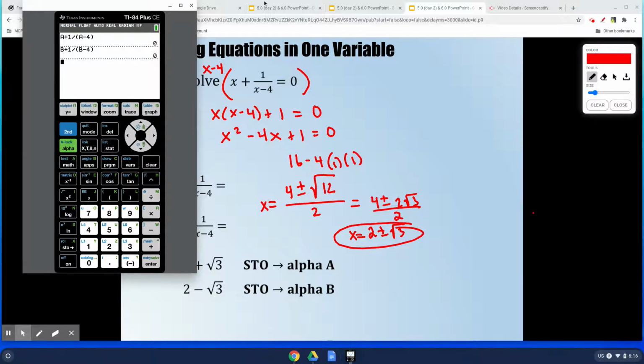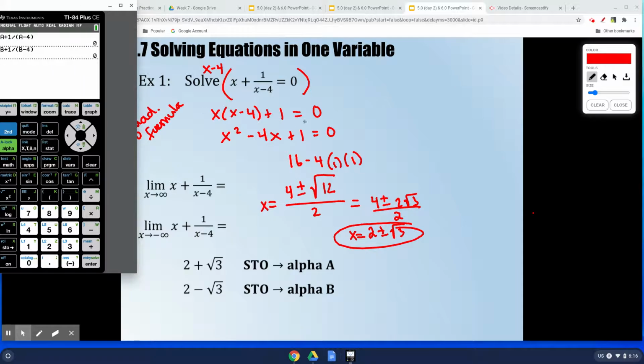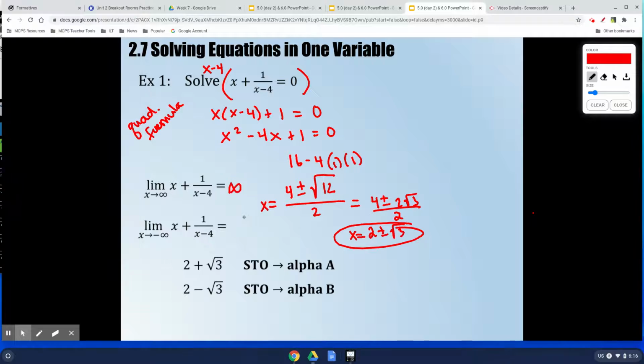So the limit of x plus 1 over x minus 4 as x goes to infinity. So as x gets bigger and bigger, think about this logically. I'll put the graph up here in a moment. As your x gets bigger, this number is going to get really big, right? This is going to become a smaller and smaller fraction. So at some point, it's not going to increase quite as quick, but it's going to keep getting bigger, right? So the limit is going to go to infinity.